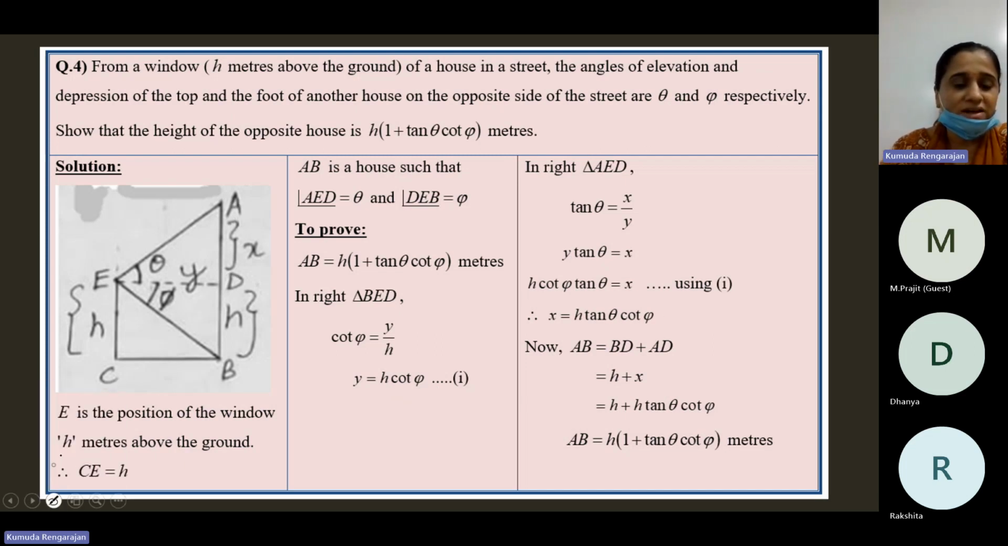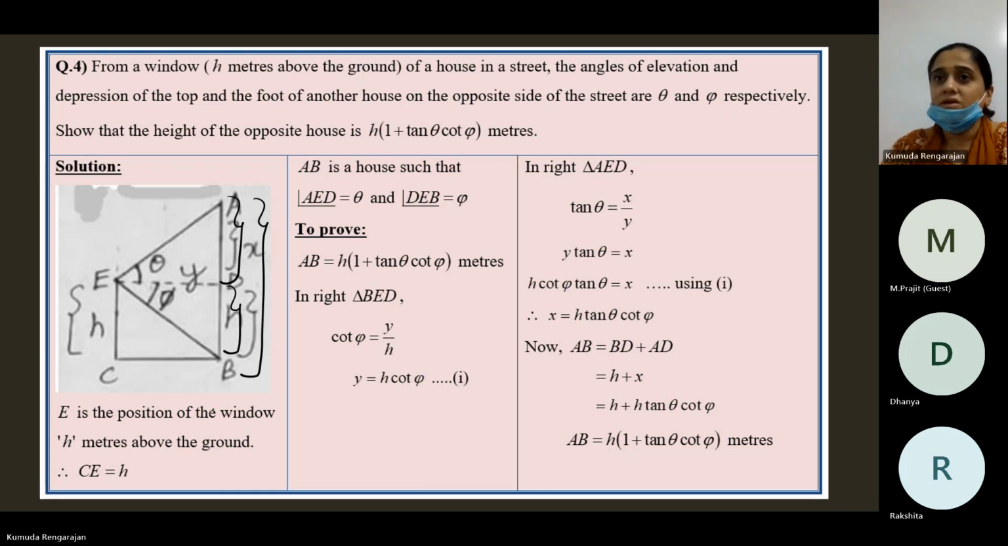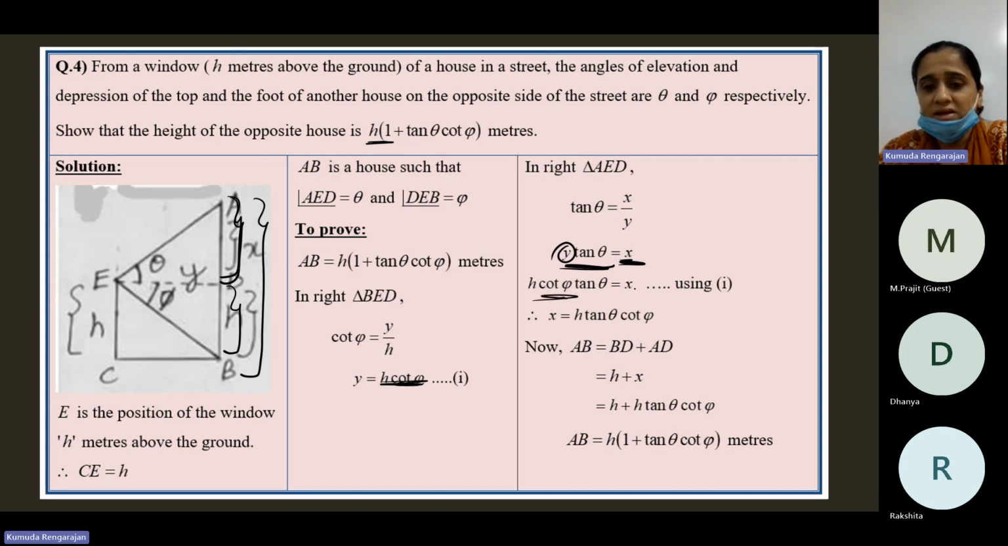See, before we started, I told you, to find the height of the opposite house, a part of the height, we already know h. We just need to find this one, x. Why we know h? Because h is given in the question and h is also there in the final result. So h we know, we have to just find x. And we got x here. What is x? Y tan theta. We don't want this y, so we substitute. Y is h cot phi. I've just arranged it like I just put tan theta first. So x is equal to h tan theta cot phi.